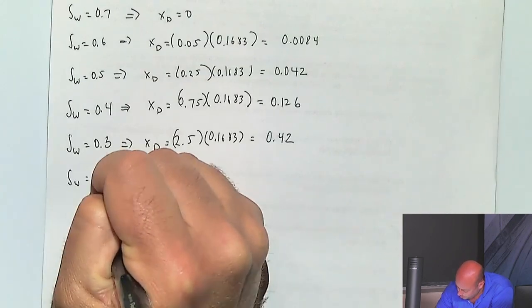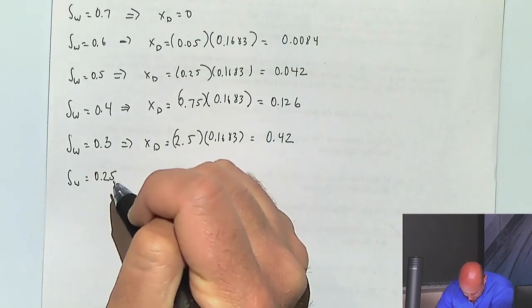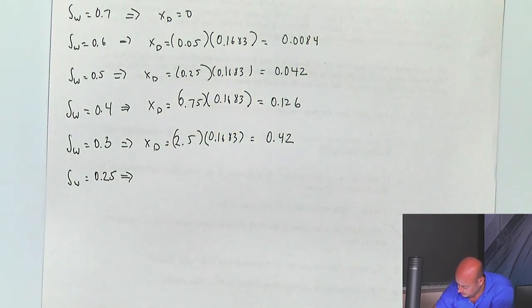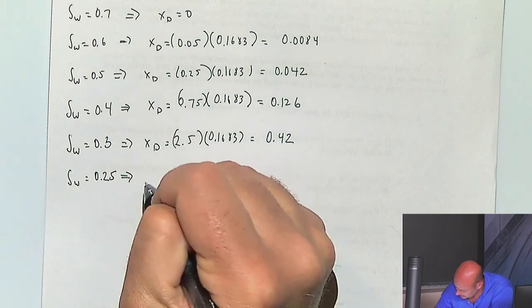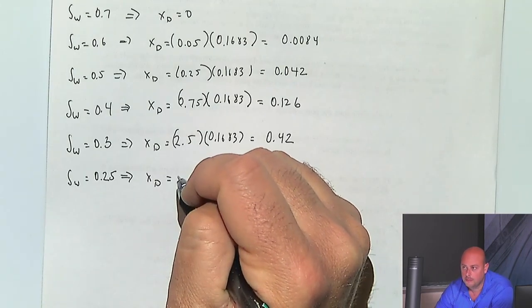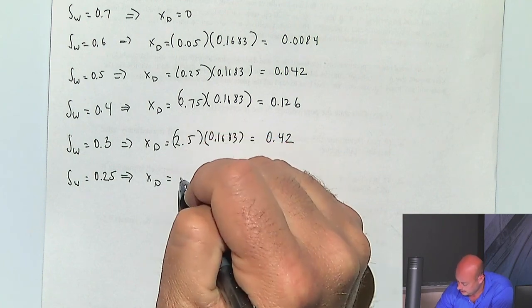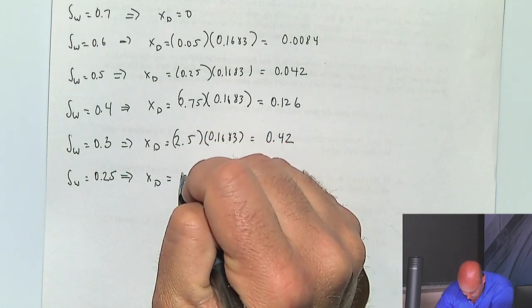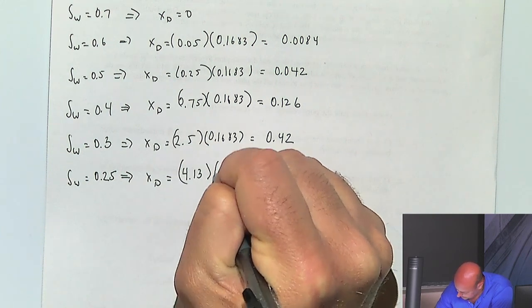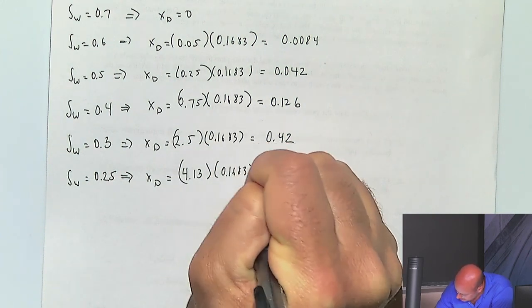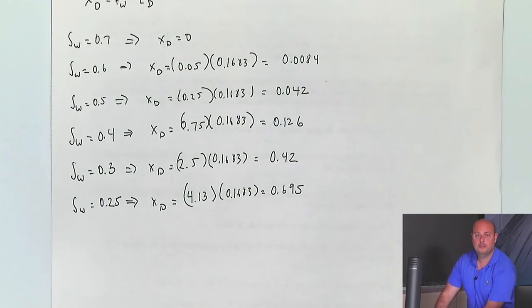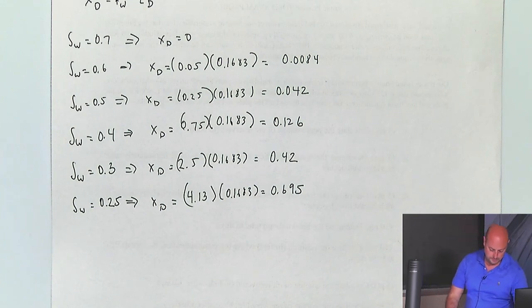And then if we wanted to do one more, we could do right at the front saturation, which we decided was 0.25. XD in that case, and this goes back to the problem before, we calculated that FW prime was 4.13 at that value, times 0.1683, which is 0.695. Okay, so we can plot those points now.